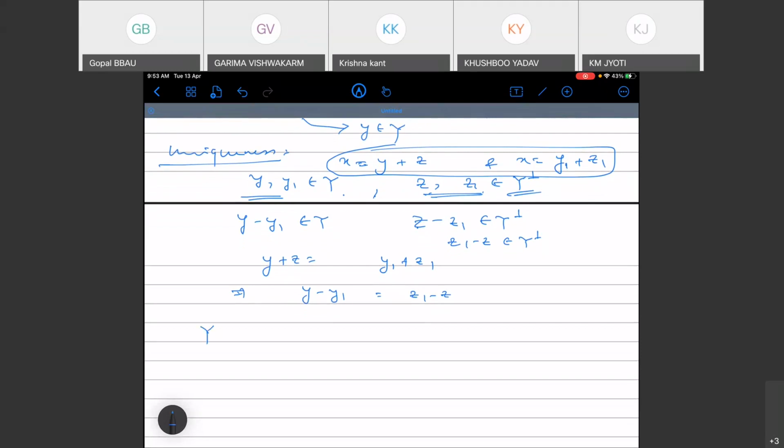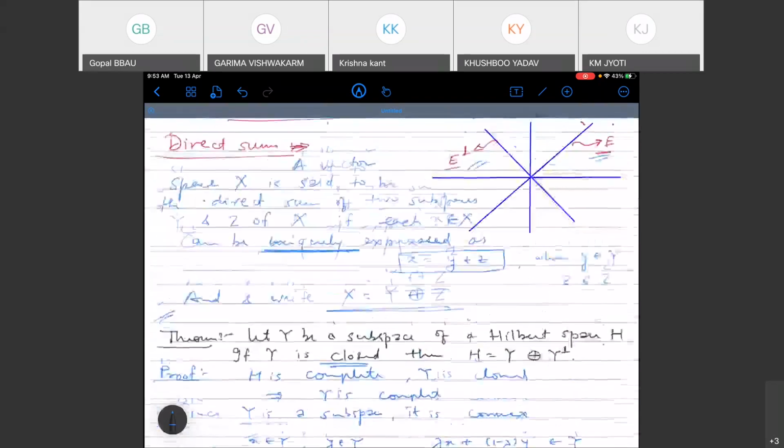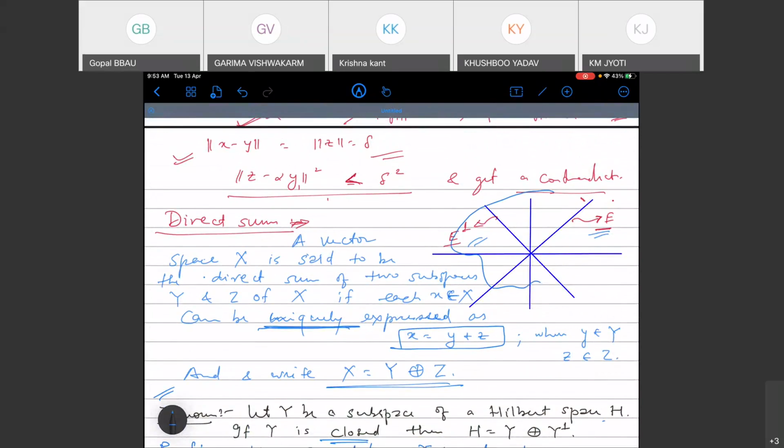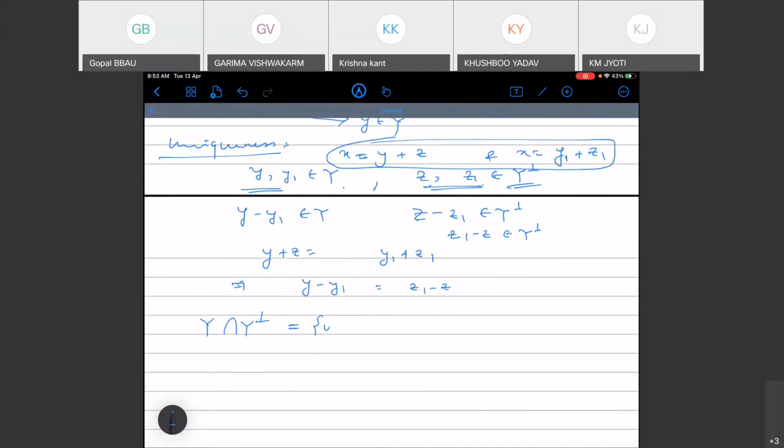But you know Y intersection Y perp is always... please tell me what is Y intersection Y perp? Phi? No, it's not correct. Observe the figure from here, and tell me. It is 0. Very good. So Y intersection Y perp is 0. So since this is the same vector, z1 minus z belongs to Y perp and it also belongs to Y. So this means y minus y1 and z1 minus z is equal to 0.